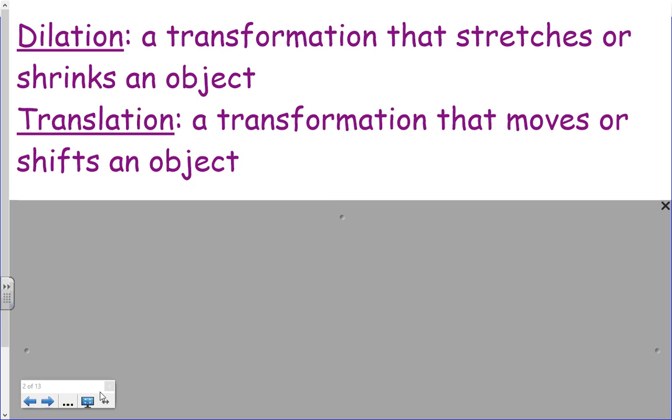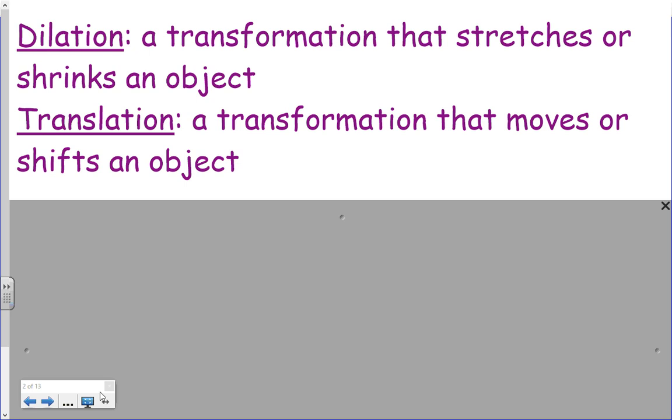Let's define what a dilation and a translation are. These are hopefully terms that sound familiar to you from geometry. But a dilation is a transformation that stretches or shrinks an object. Now in geometry, you're stretching and shrinking a triangle or a circle or whatever it might be. Here we're going to be talking about transformations of functions, but it relates to any type of object. So a dilation is a stretch or a shrink of an object.